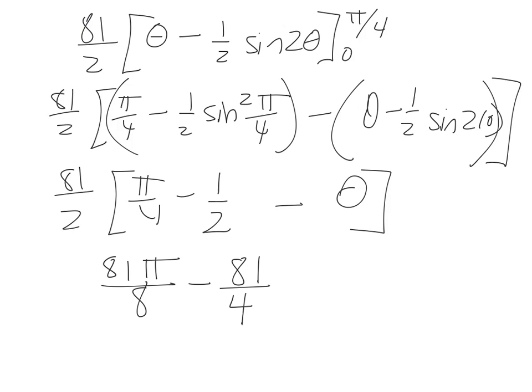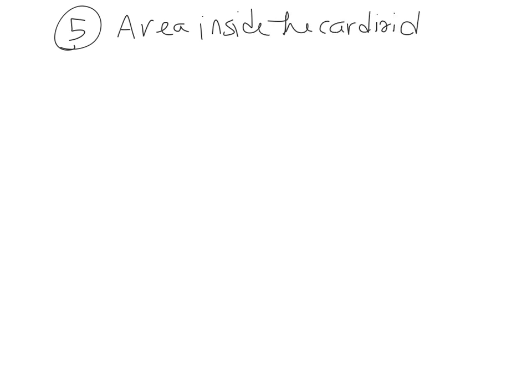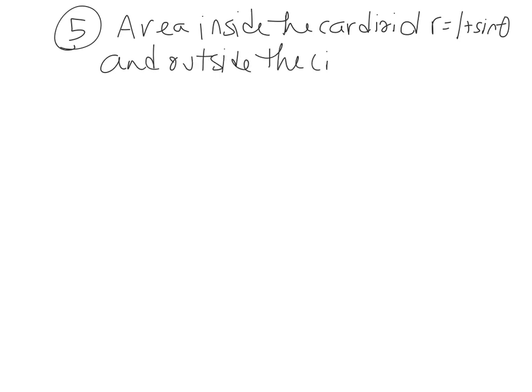So, next example. Example 5. We're going to find the area inside the cardioid r equals 1 plus sine theta, and outside the circle r equals 1.